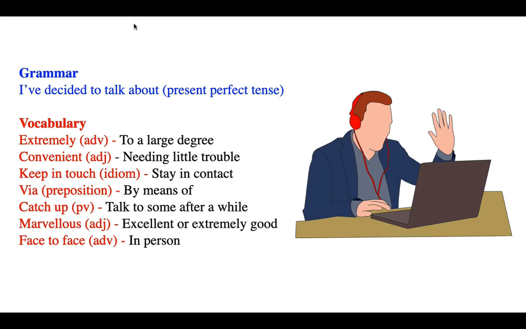"Marvellous." It's an adjective. That's like excellent or extremely good. So instead of saying good, we could say it's marvellous. You know, do you like your milkshake? It's good. A bit boring, really. My milkshake is marvellous. Much better.